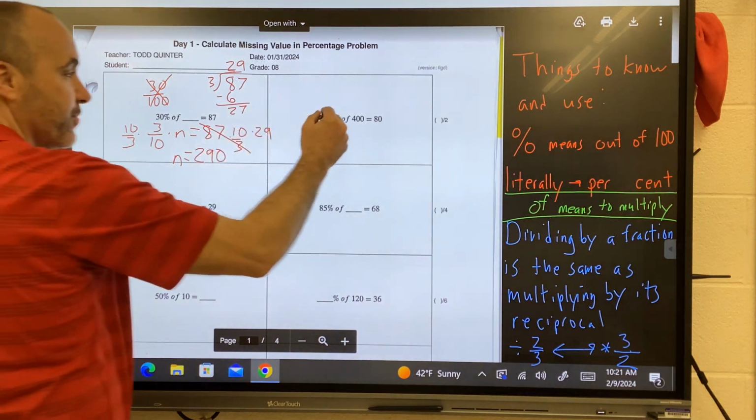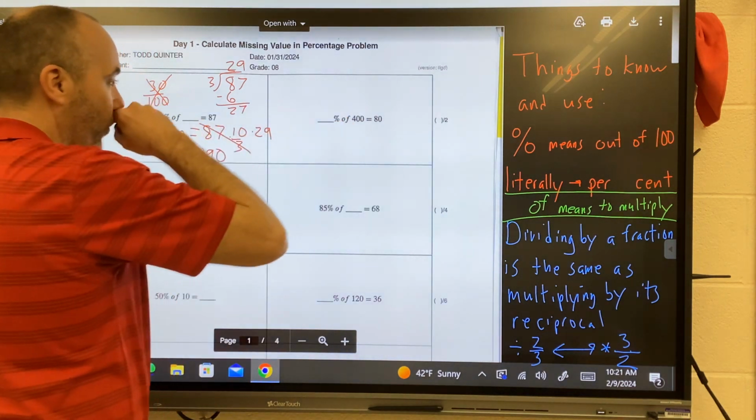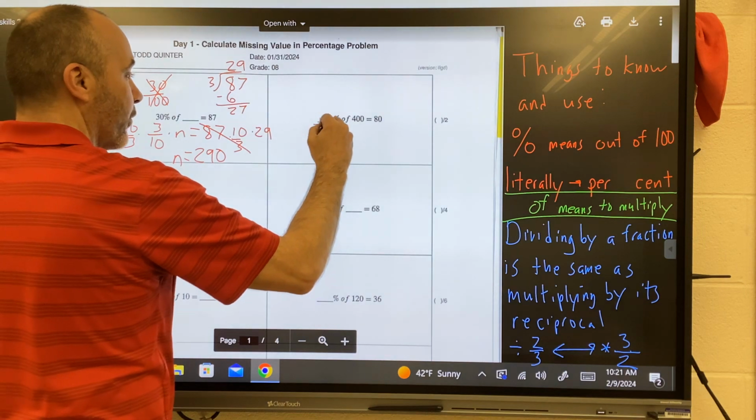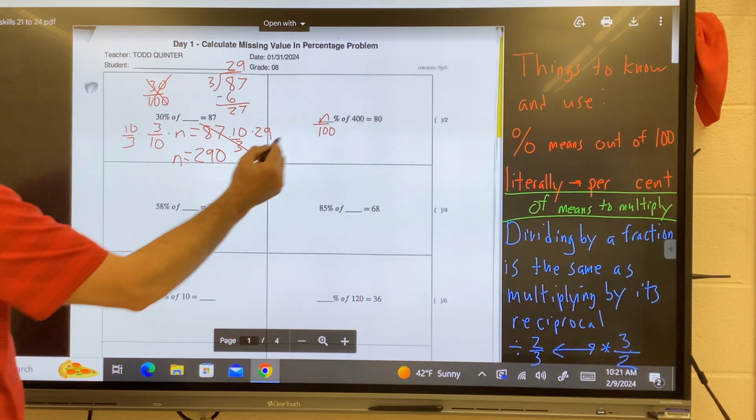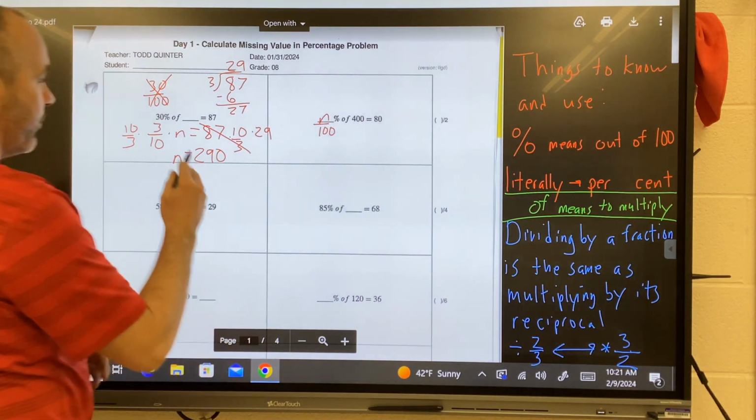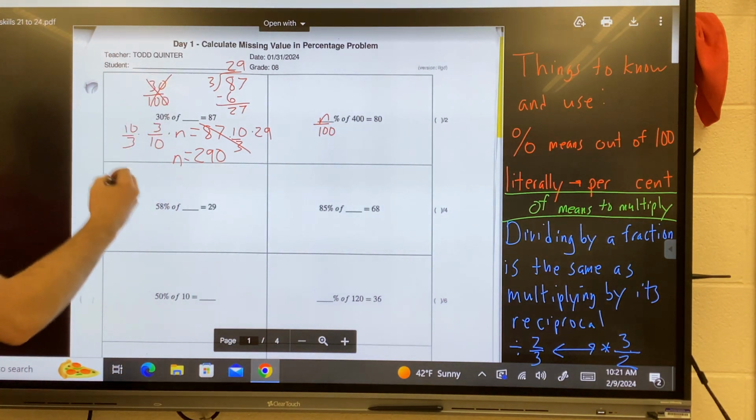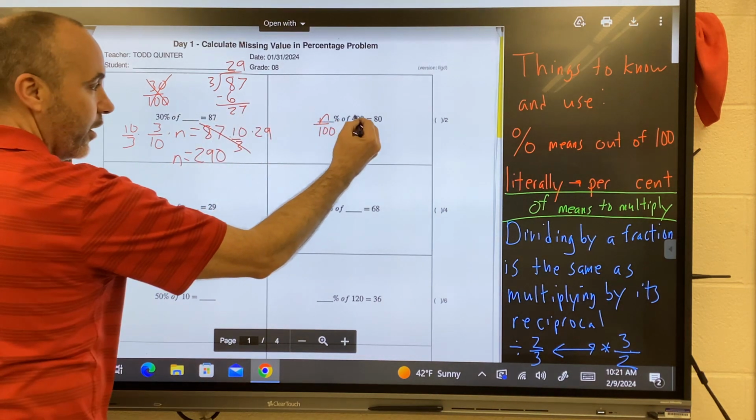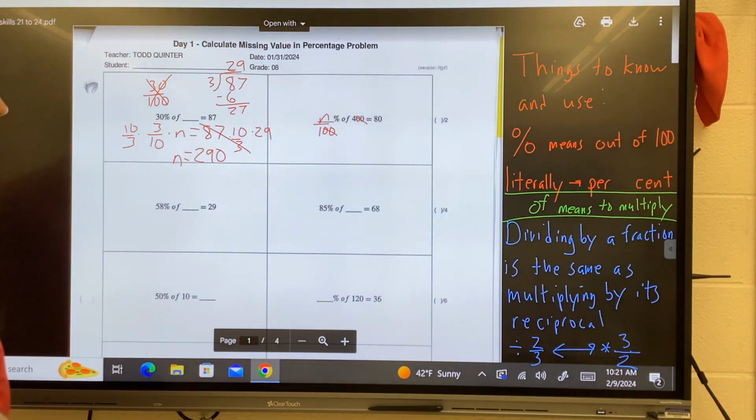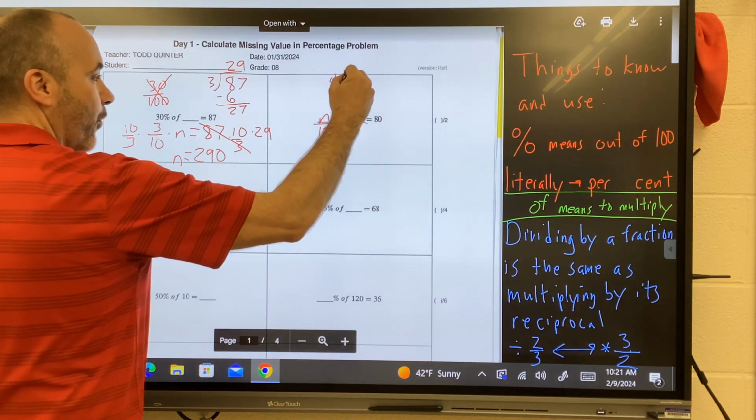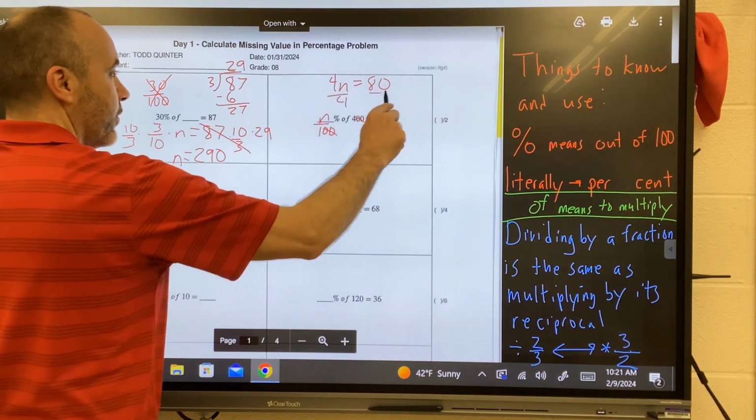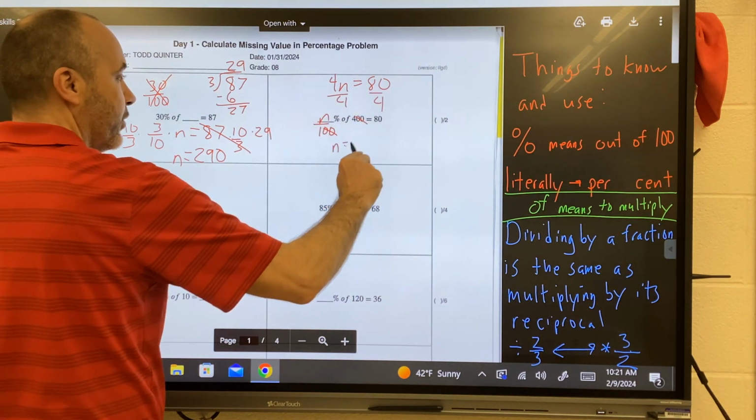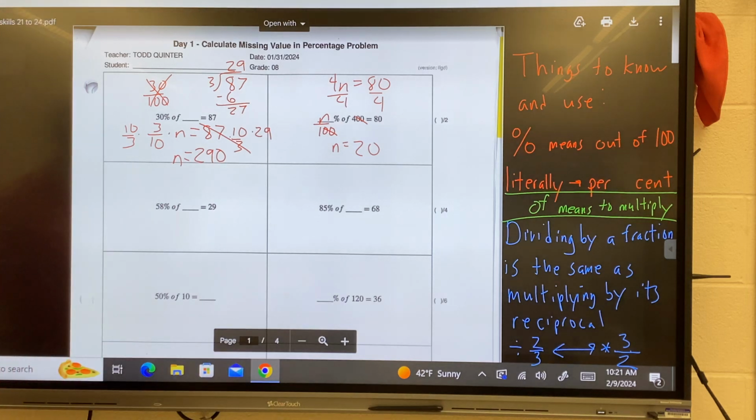Here we don't know the percent. All right, so we're thinking, okay, n over 100 times 400 equals 80. When I look at this, same idea with fractions, where we could cross off some zeros, or anything in the numerator and denominator. I'm going to cross off both of these, having 2 zeros. So it really is 4n equals 80, and I would just divide by 4. So n would equal 20. So 20% of 400 is 80.